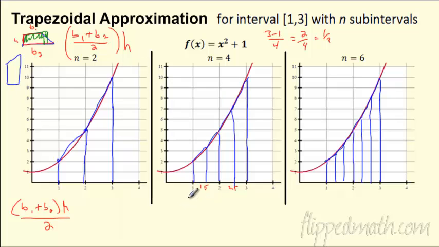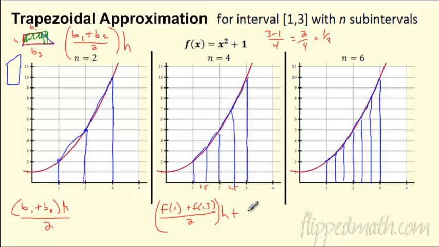So let's do this. What do I have to do here? If I was going to do this problem, I'm going to say base 1 plus base 2. So we'll write this one out, the f of 1 plus the f of 1.5. And I'm going to divide that by 2. And then I'm going to times it by the height. So it's this times that by the height.